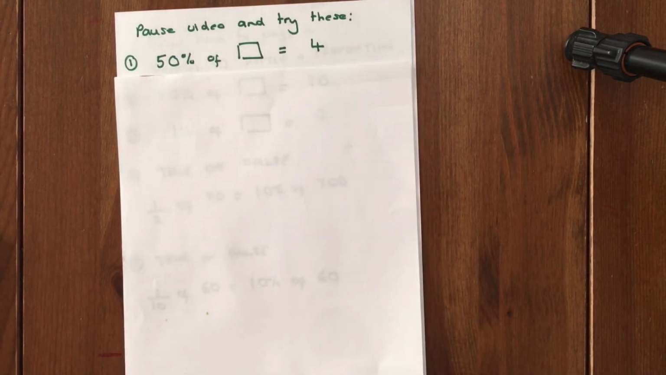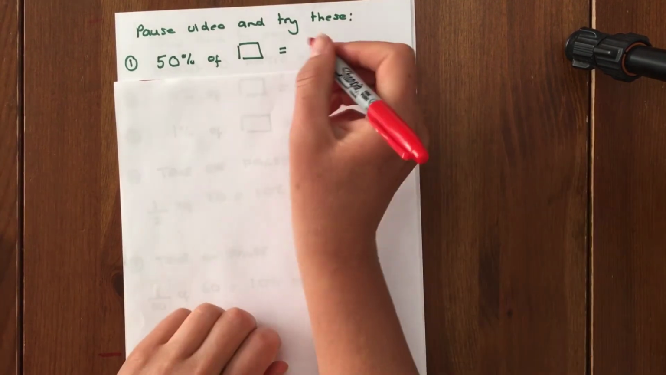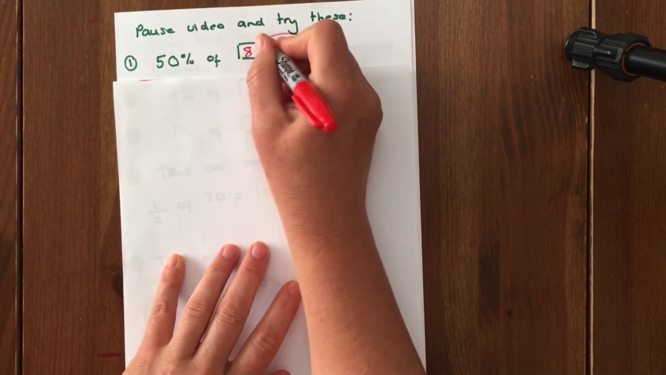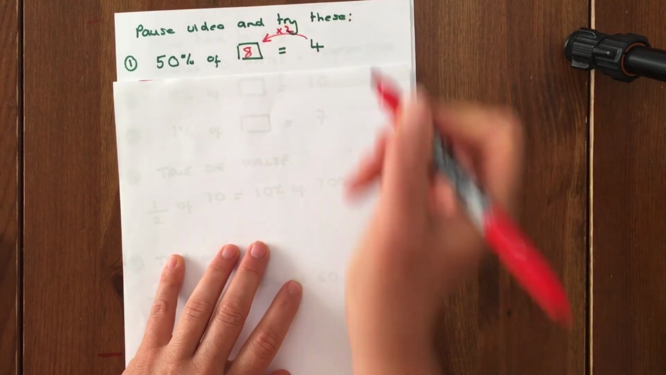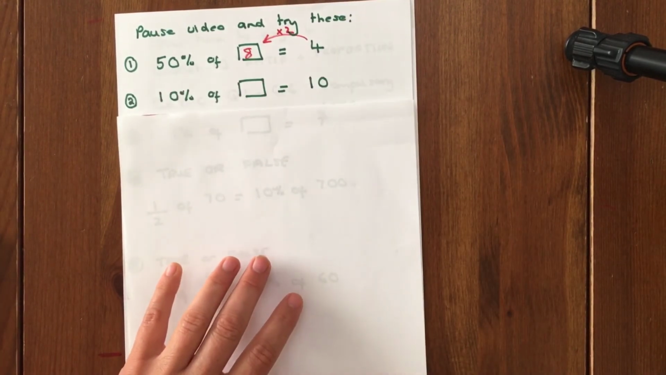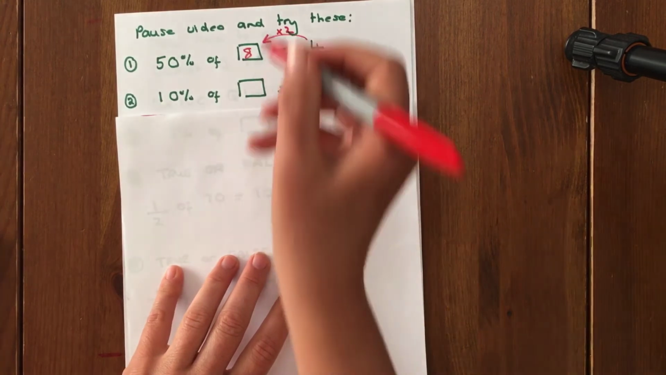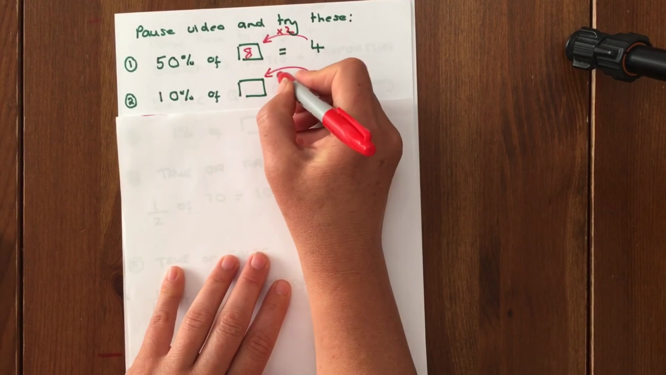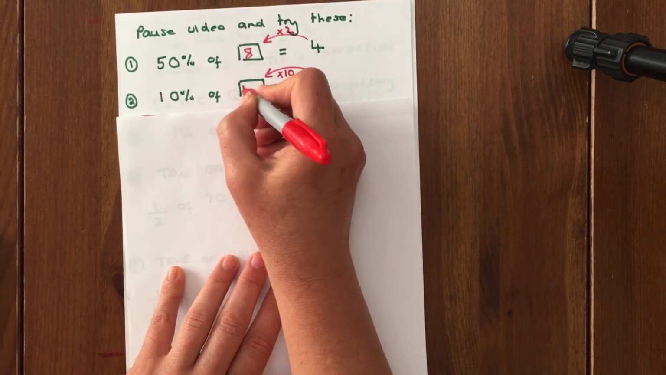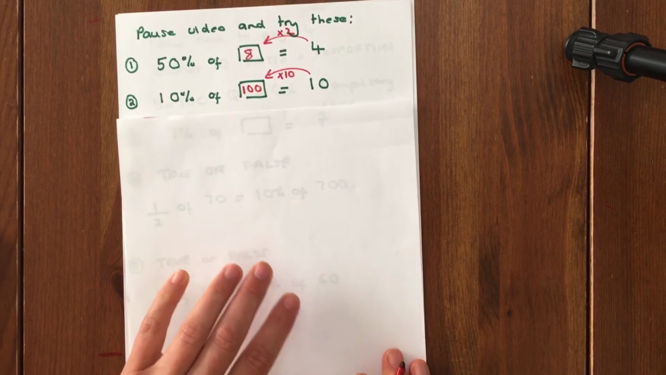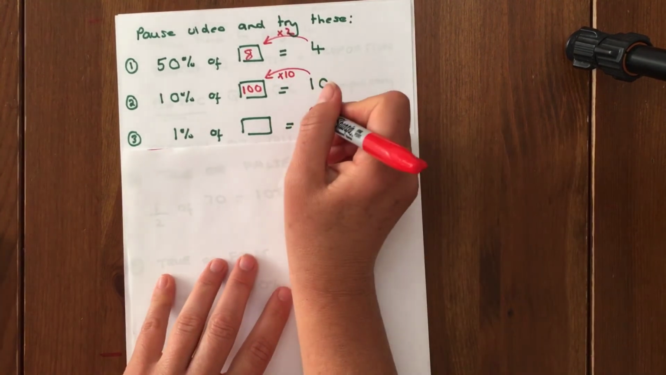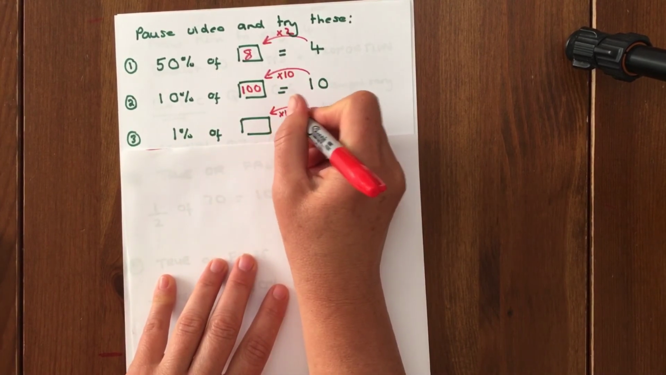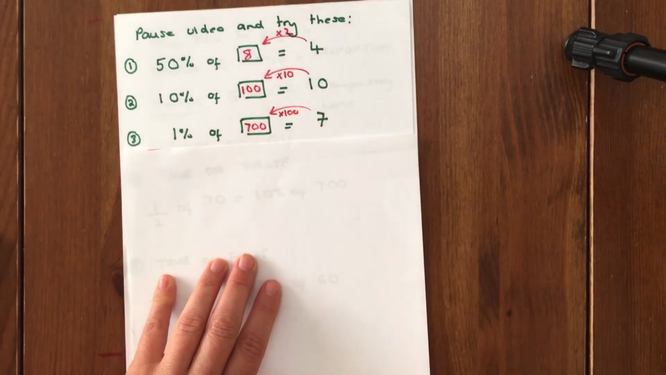Okay, so 50% of something is 4. 50% of 8. Half of 8 is 4, because I did the opposite of halving, which is timesing by 2. 10% of something is 10. What's the opposite of, to find 10% you divide by 10? The opposite of dividing by 10 is to times by 10. 1% of something is 7, so the opposite of finding 1% is to times by 100. So 7 times 100 is 700.